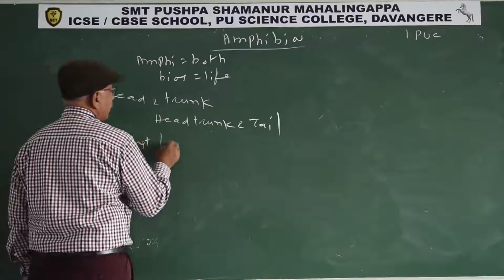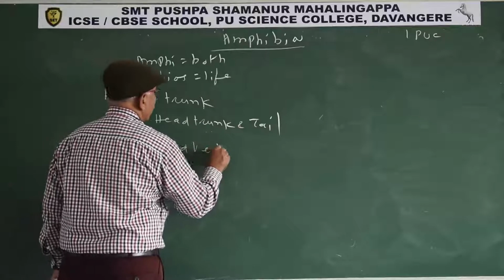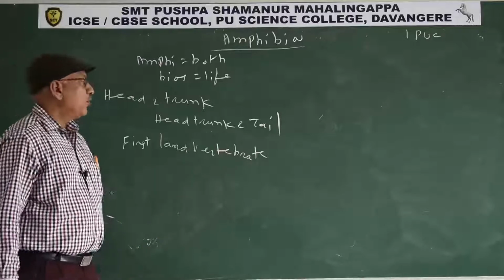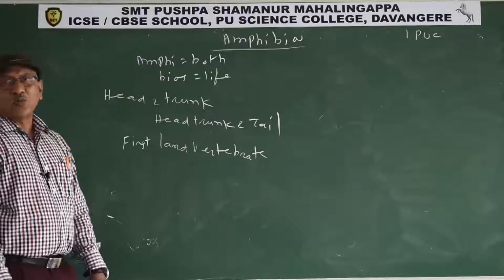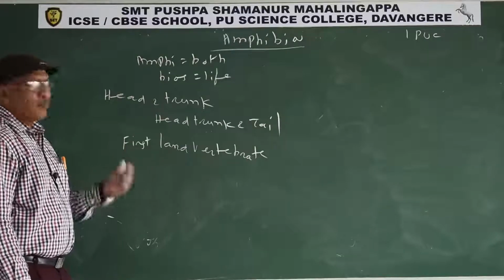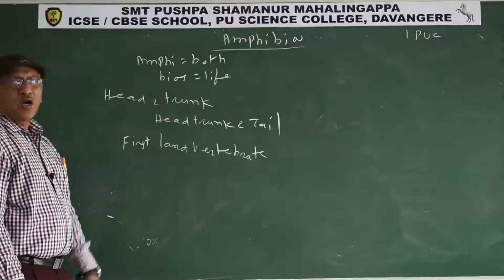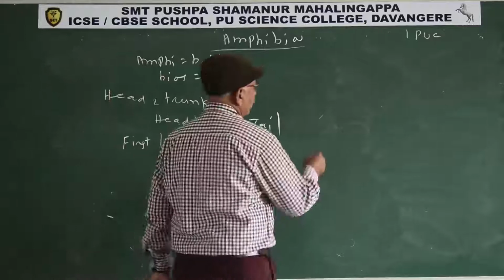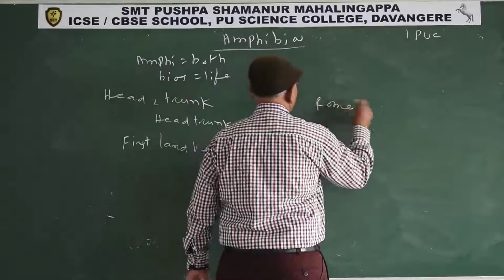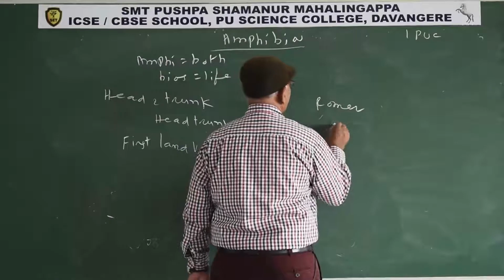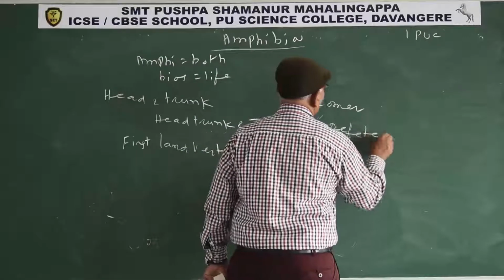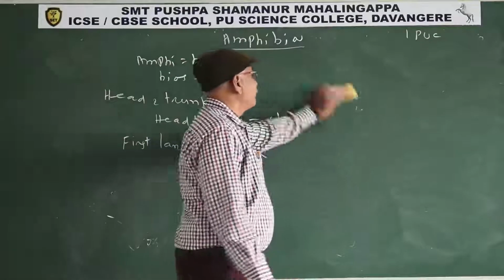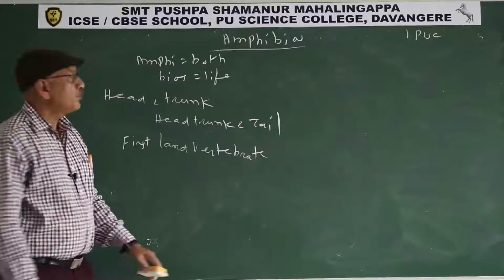Amphibians are first land vertebrates. First time they reach on land, but they fail to perform terrestrial mode of life. Reason is amphibian reproduction and development take place in water only. That's why according to Romer, amphibians are a defeated group. Romer called amphibians as defeated group. First land vertebrates, amphibians.